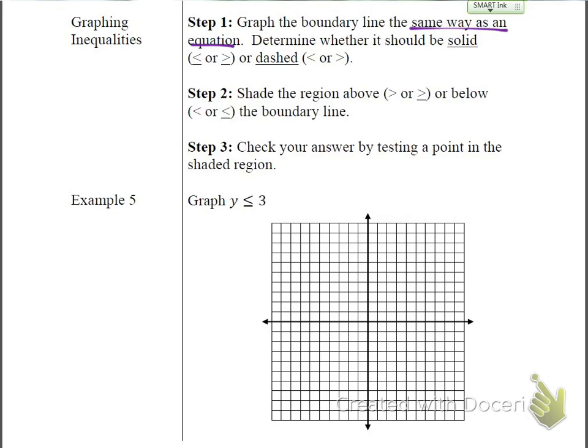With inequalities, because we have infinitely many solutions, you're going to shade the region above if you have greater than or equal to.